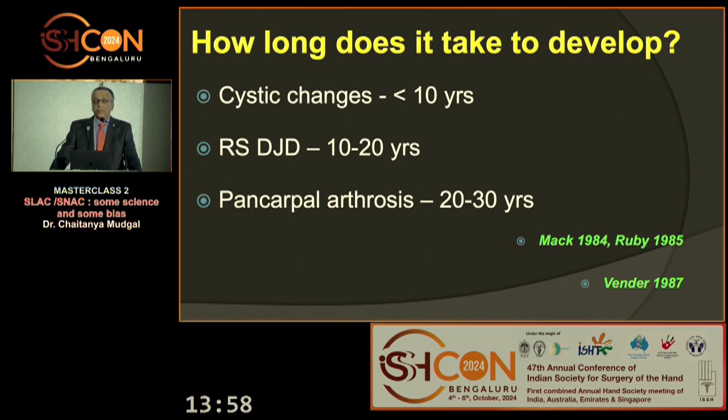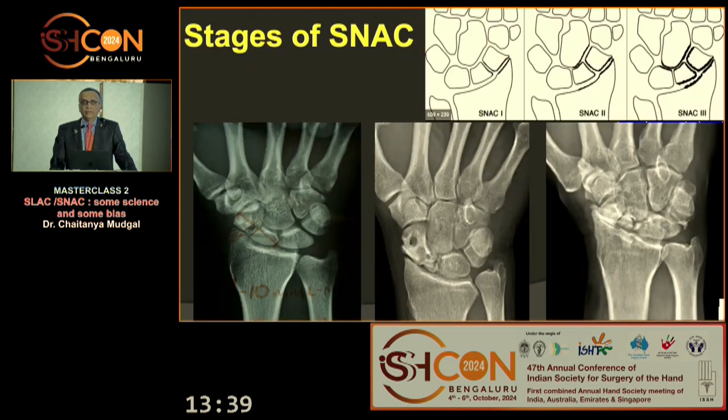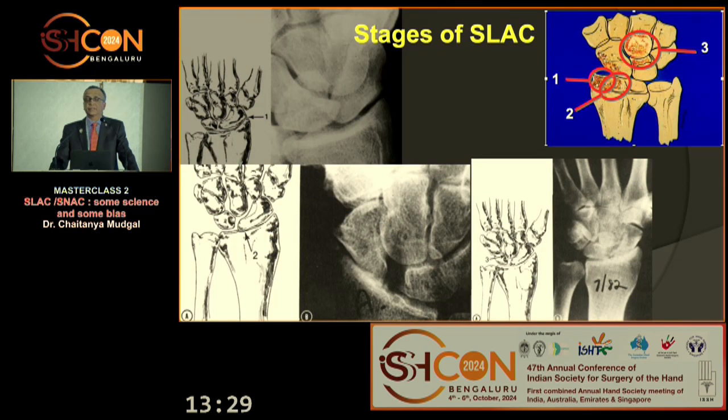Well, cystic changes almost certainly within 10 years for a SNAC wrist. And then either a SNAC or a SLAC, you can get predictable degenerative changes within 20 years, and almost certainly pancarpal arthrosis within 30 years. Now, this is old data, but I think it still has withstood the test of time. I don't need to belabor this point, but the stages of the SNAC as depicted here are the distal scaphoid, then the scaphocapitate, and finally pancarpal. Whereas in the SLAC, it's a little different. It's distal scaphoid, proximal scaphoid, and then capitolunate. So these are the predictable stages of SNAC and SLAC development.